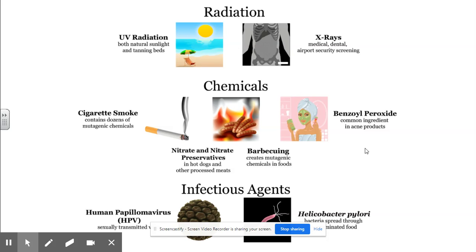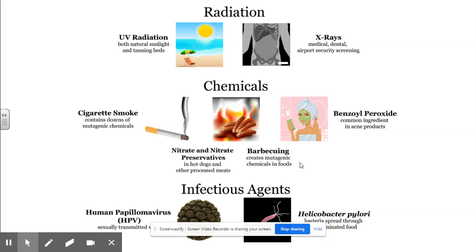And then finally, benzoyl peroxide, which is an ingredient found in pimple and acne products. Again, it's a mutagen. It's not good. It's an irritant to the skin, but it can also have mutagenic effects on your body.